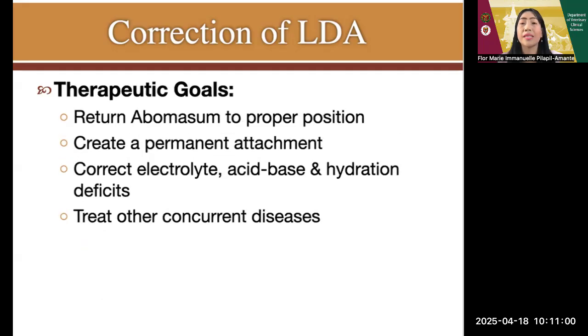The goals to treat LDA include replacement of the abomasum to the proper position, which is at the middle and leaning to the right side. So since recurrence is likely, there has to be a permanent attachment to keep it in the proper position. Metabolic status should be corrected and maintained, and other concurrent diseases treated.